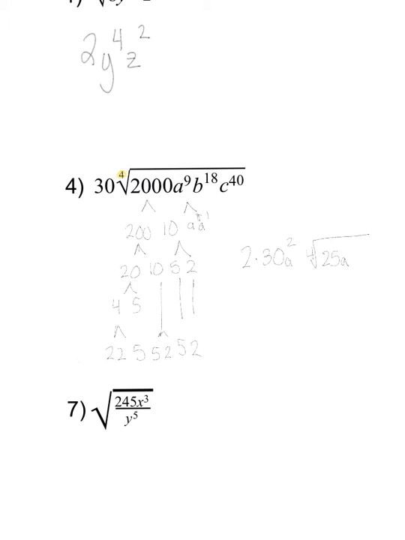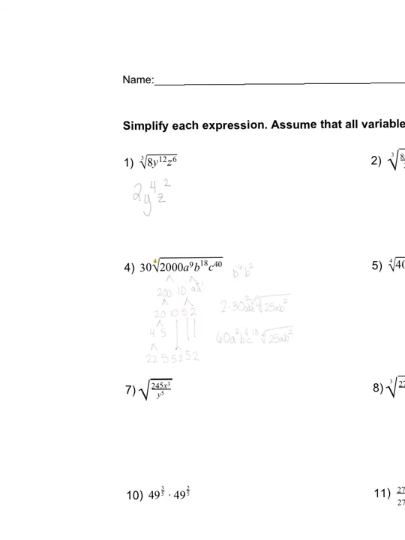B to the 18th I'm going to break down as b to the 16 and b squared. So b to the 4th comes out, b squared stays in, and c to the 10 is going to come out. So my final answer is 60, a squared, b to the 4th, c to the 10, 4th root of 25, a b squared.